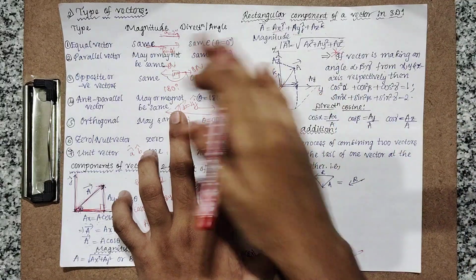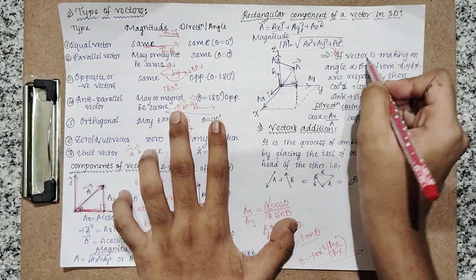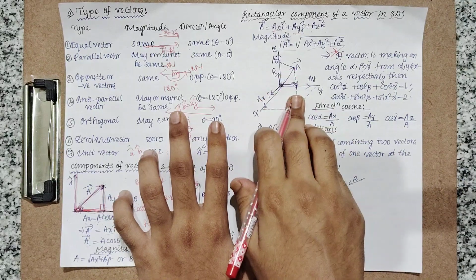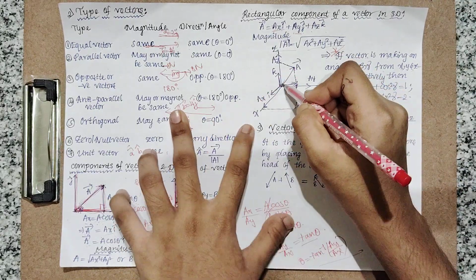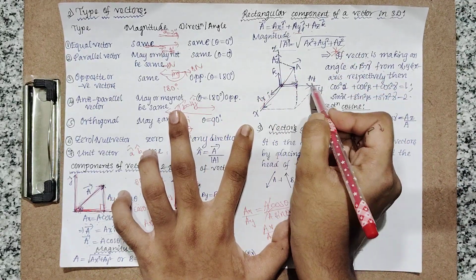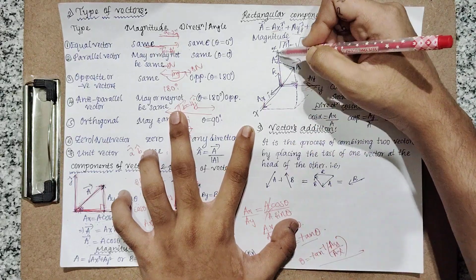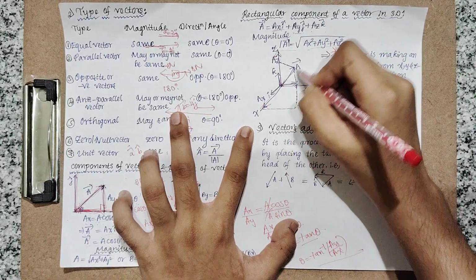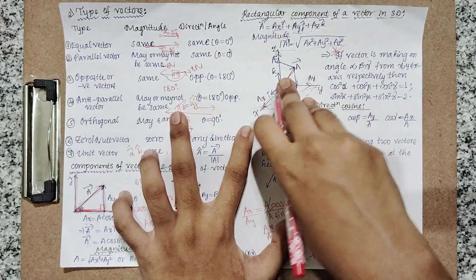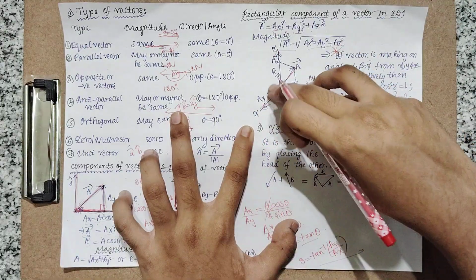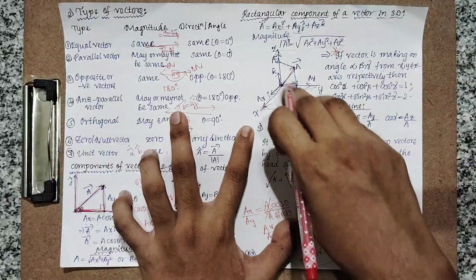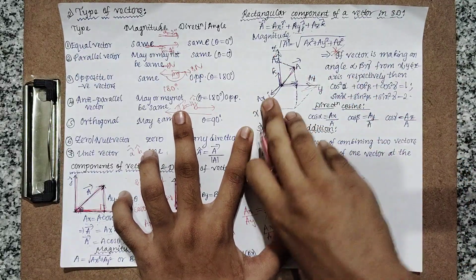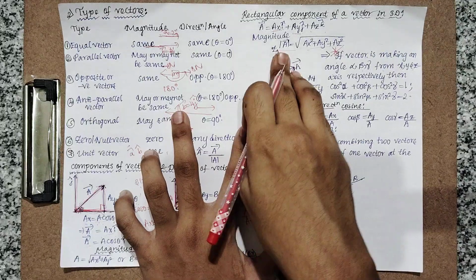There you will get more clarity on this topic. If a vector is making an angle alpha with respect to the x-axis, beta with the y-axis and gamma with the z-axis, let us suppose this is the x-axis, this is the y-axis and this is the z-axis, and a vector a bar is introduced. Along the x direction it is ax, along y it is ay, along z it is az, with unit vectors i cap, j cap and k cap.